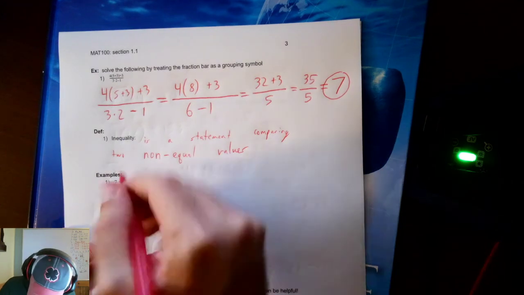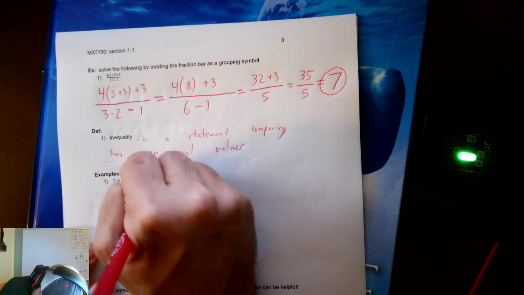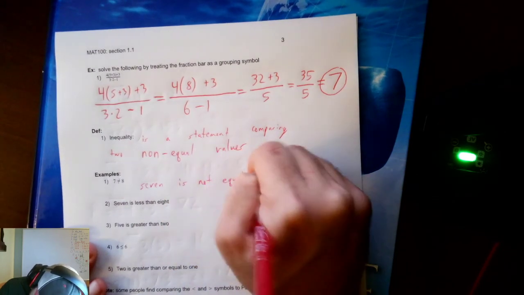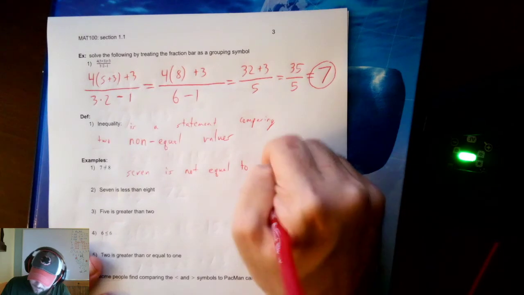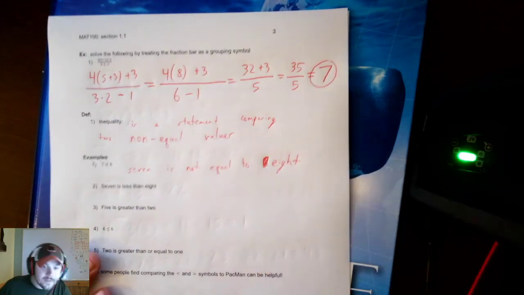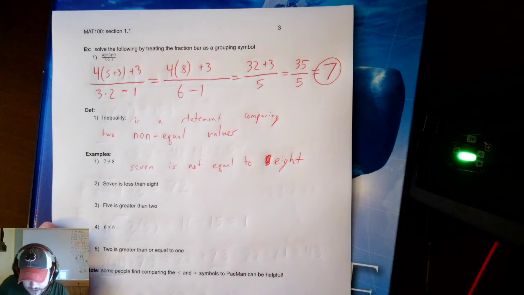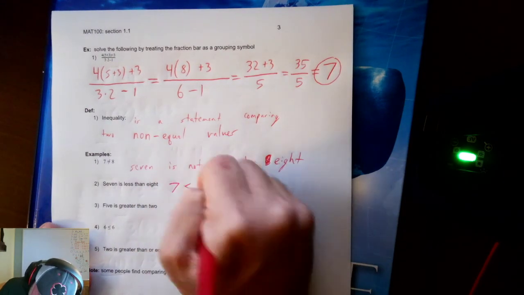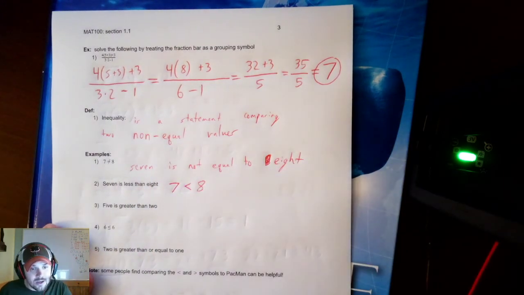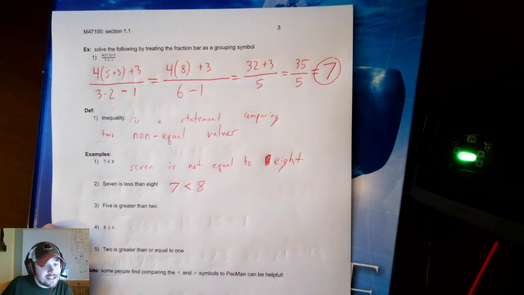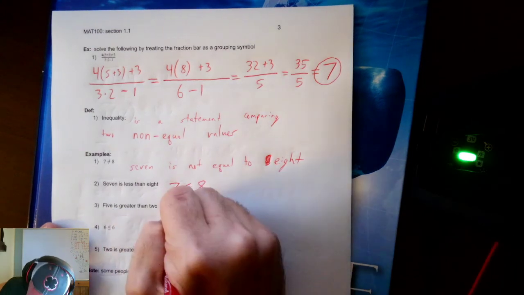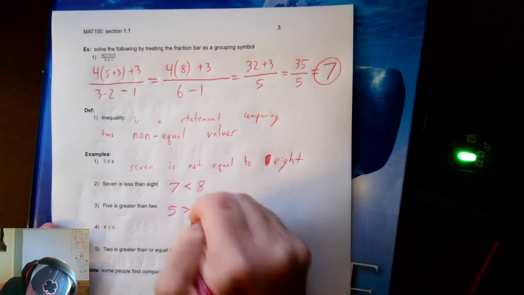For example, 7 is not equal to 8. That is what this says. How about the next one? 7 is less than 8. We can go from words to symbols and vice versa, right? How about 5 is greater than 2? 5 is greater than 2.